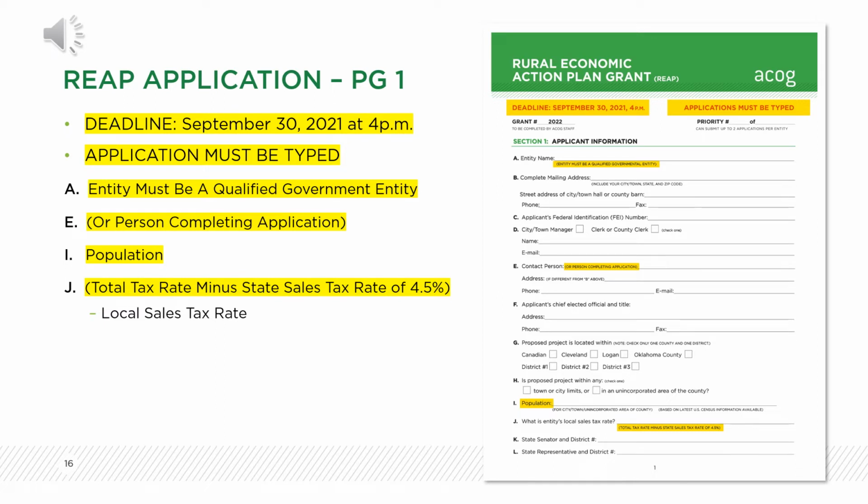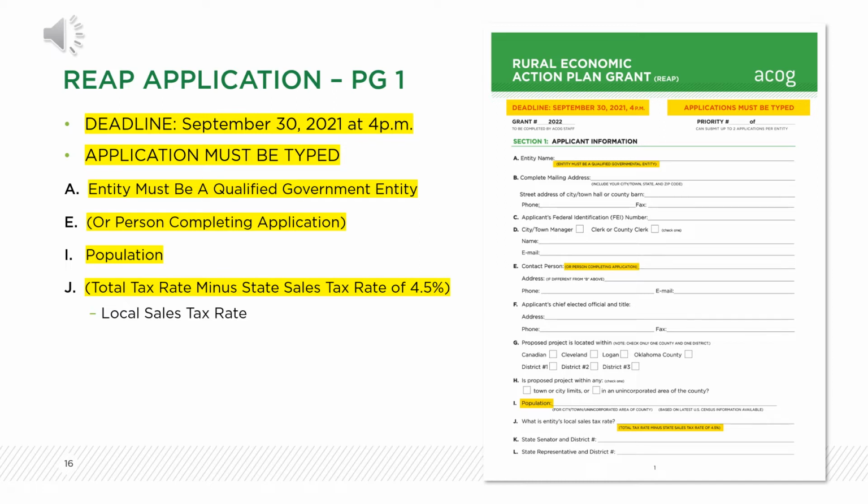We'd like to show you what a REAP application actually looks like and to emphasize a few important steps in the application. We'd like to remind you that this is a competitive selection and we would like you to be prepared. Please again observe the deadline of September 30th at 4 p.m. All applications submitted must be postmarked before the deadline.